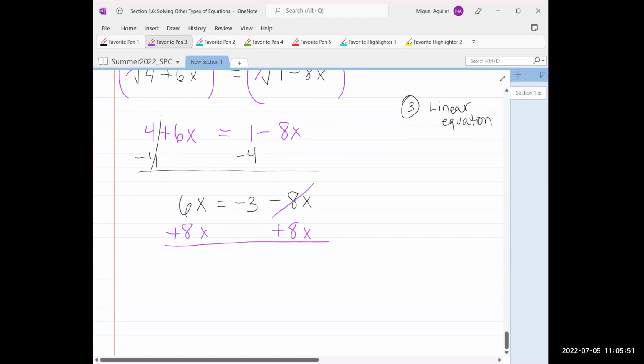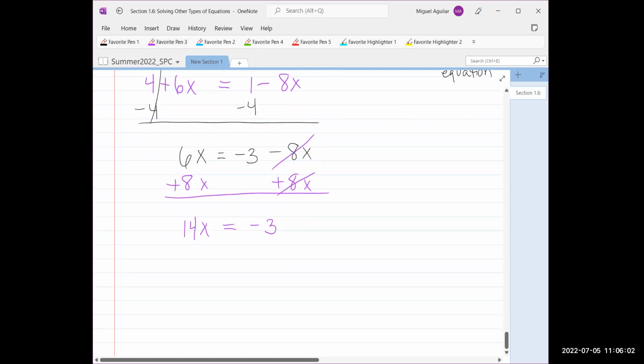Yes. Those cancel. 6 and 8 is like 7 and 7, right? That's 14. Yes. -3. Okay. Now how do I solve for x? Divide by 14. So now I have the solution: x is equal to -3 over 14.